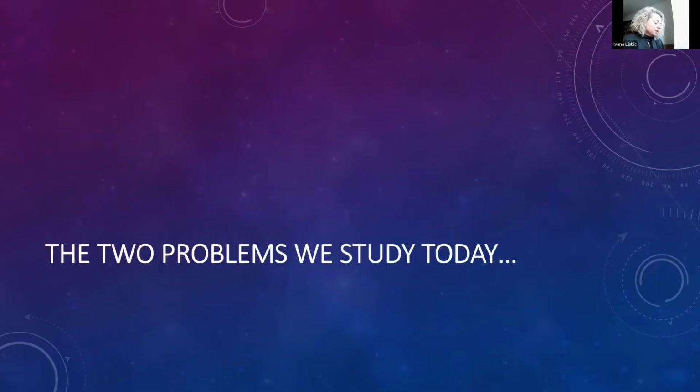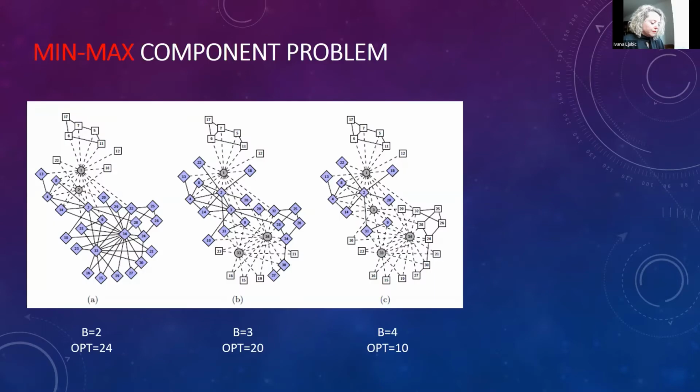So actually we are not going to study one problem, but two. And the first one is very intuitive, and you can think very realistically about applications of this problem, because it's somehow related to immunization of social or communication networks. So the problem is as follows.